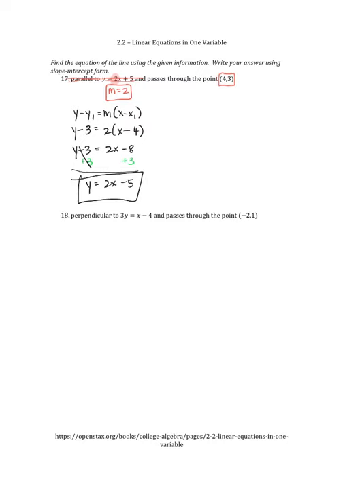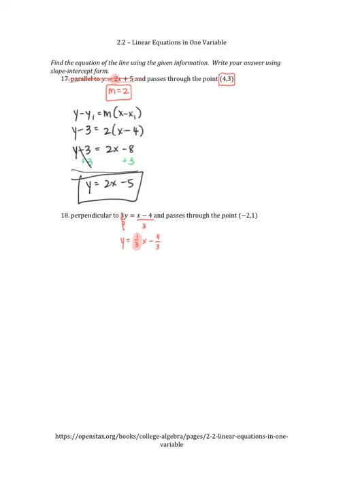All right, so let's look at number 18. So for 18, it's perpendicular to the line 3y equals x minus 4 and passes through the point negative 2, 1. So remember, if you have parallel or perpendicular to, all you're doing is using that equation for the slope. So to find the slope, we need to get the y by itself. So y equals 1/3 x minus 4/3. So the slope is 1/3.